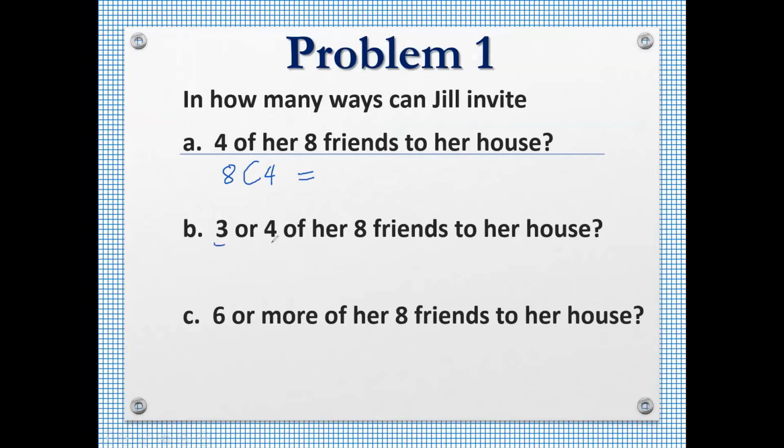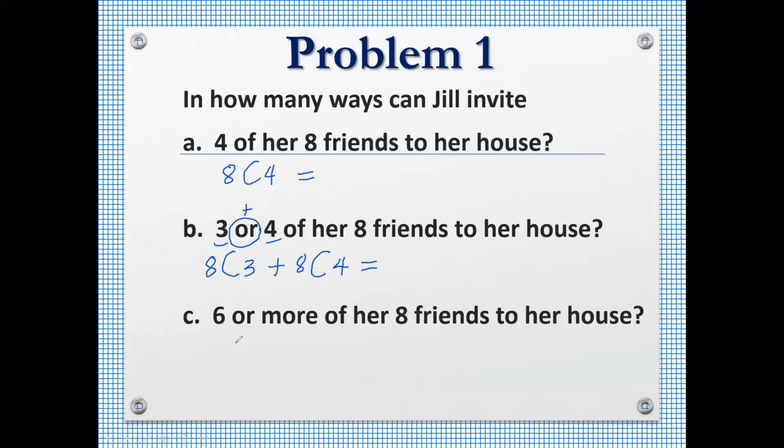Now, for letter B, 3 or 4. Take note of or. When you see or in permutation and combination, it is referring to plus, to addition. So, she can invite 3. So, that is out of 8 friends, invite 3. Or is plus. And then out of 8, she can invite 4. She's thinking whether 3 or 4. So, what is the combination or how many ways? So, this is what you will do. Get the combination of 8C3 and then add to the result of 8C4.